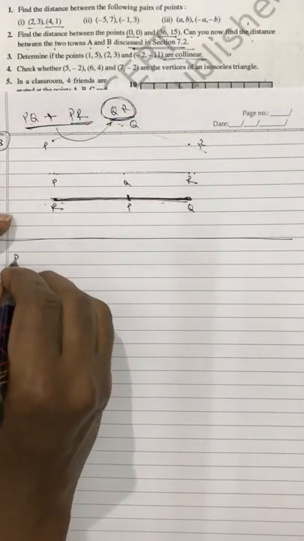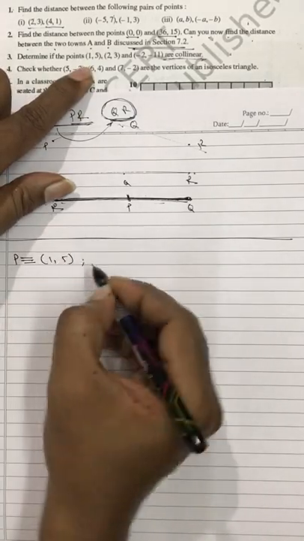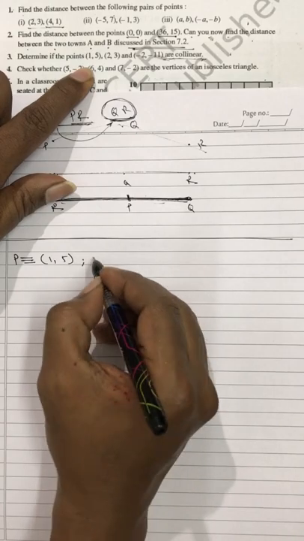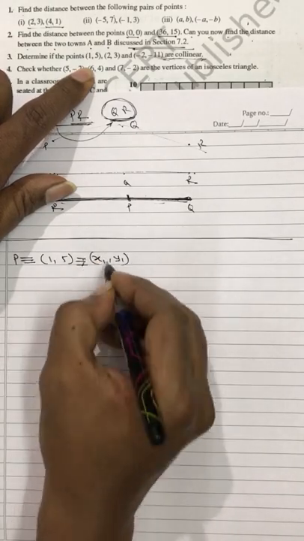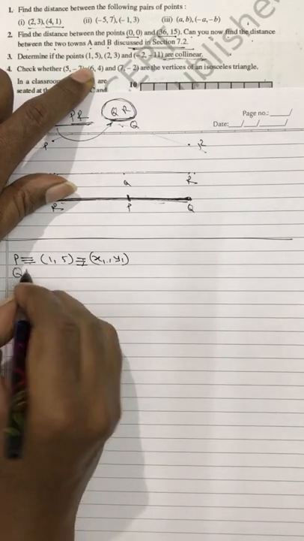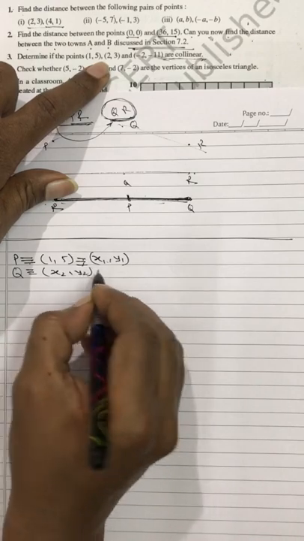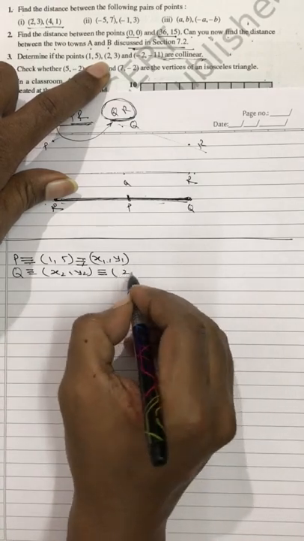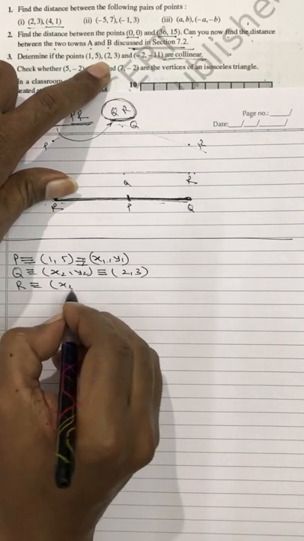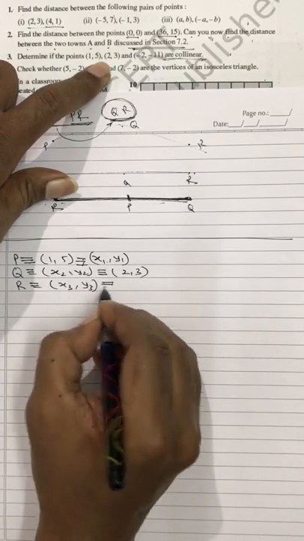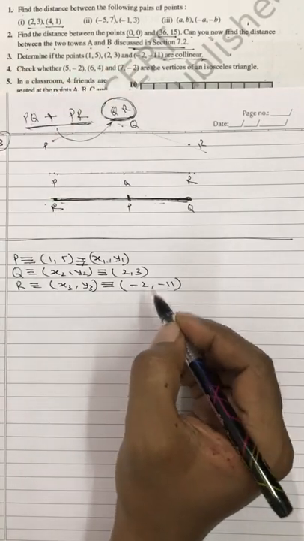let P correspond to (x1, y1), and let this correspond to (1, 5). Let Q correspond to (x2, y2), and this will correspond to (2, 3). R corresponds to (x3, y3), and this will correspond to (-2, -11). Very interesting thing, my dear student.